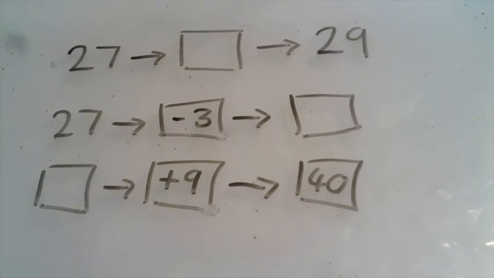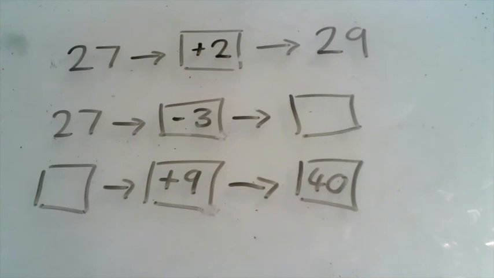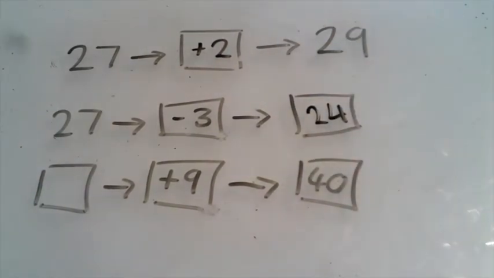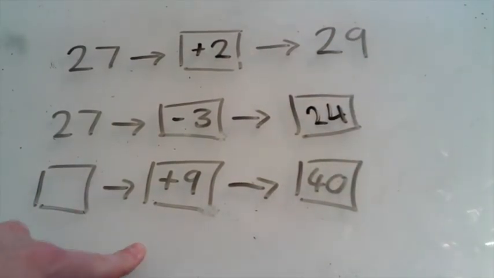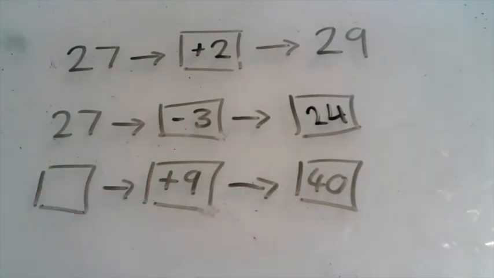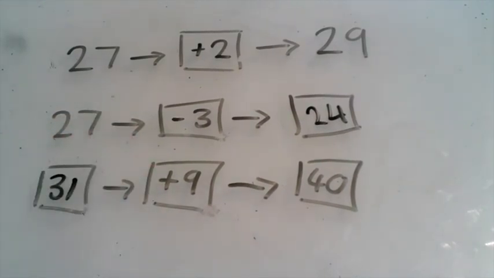Let's have a look then. So we've got 27. What are we adding to 27 to get to 29? We're adding 2. So that's what goes in that box. 27 take away 3, we have got 24. And finally we're going to work backwards, so 40 take away 9 will give us 31, because if we want to double check this, 31 add 9 equals 40.